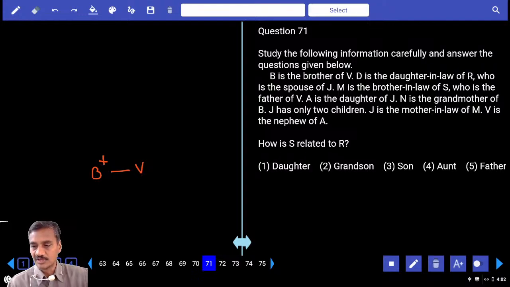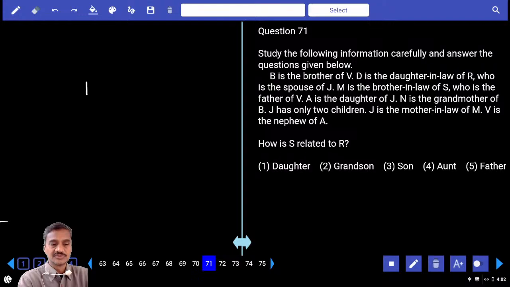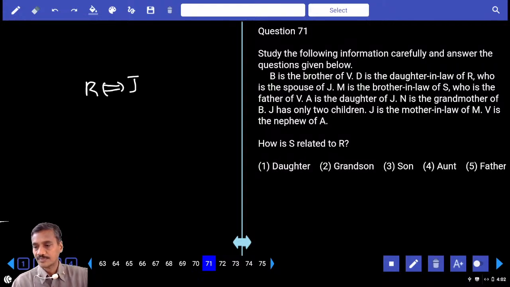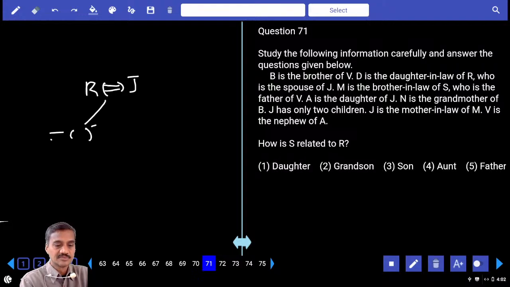And D is the daughter-in-law of R, R who is the spouse of J. R and J are spouses to each other. And D is the daughter-in-law of R. Daughter-in-law means son's wife. D is the daughter-in-law of R means R's son's wife is D. D is here.